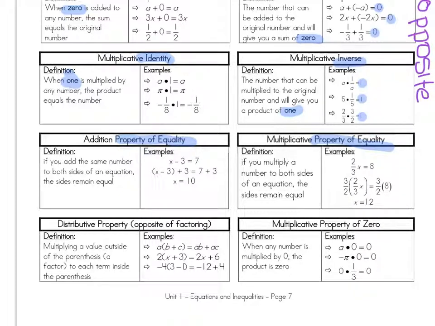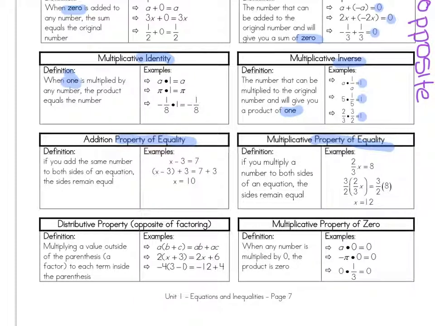Now the multiplicative property of equality works the same way. This is usually going to happen when you get to the end of a problem. So here we can see we have 2/3 x is equal to 8. So to get rid of this 2/3, we are going to multiply both sides by 3/2. That's the multiplicative property of equality happening.